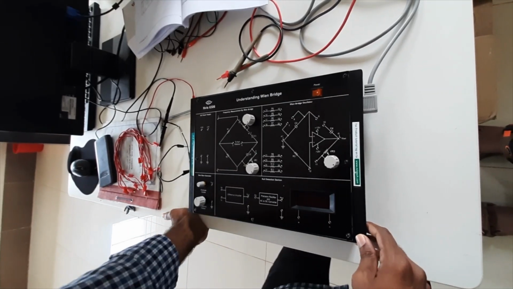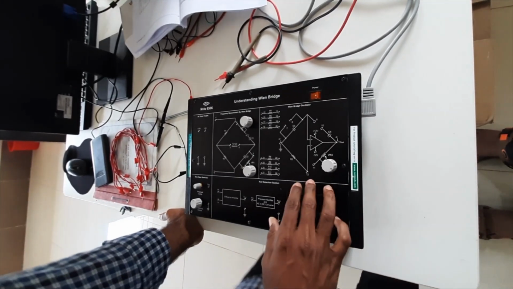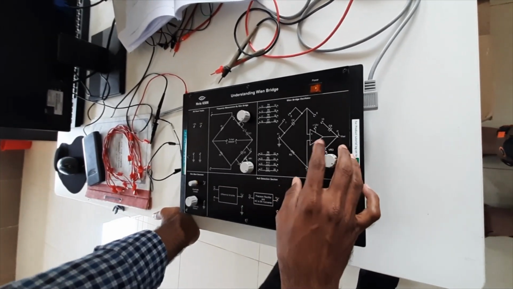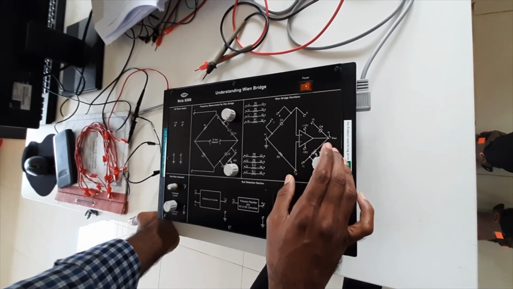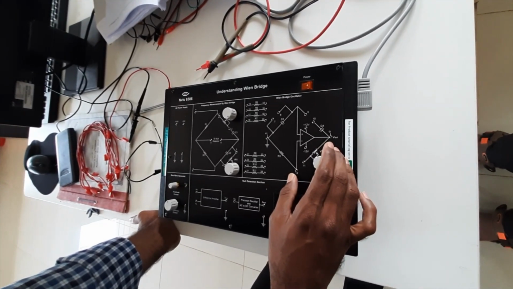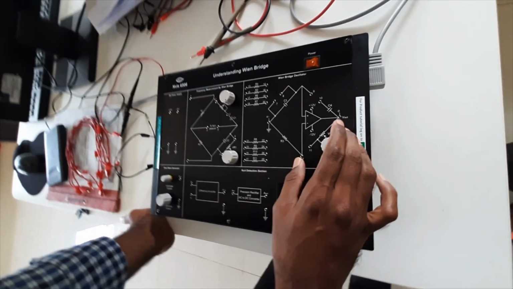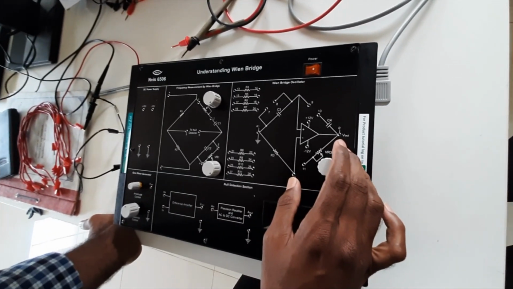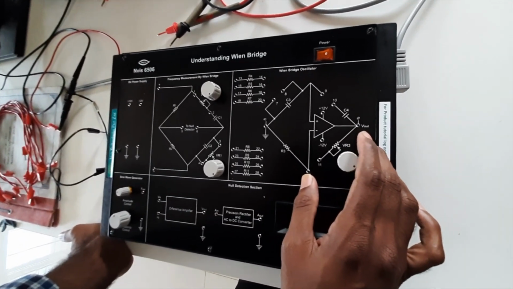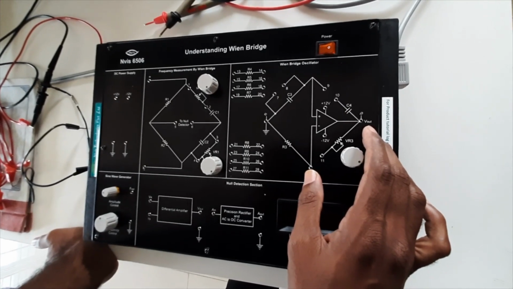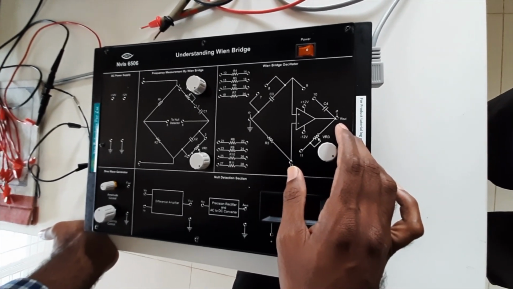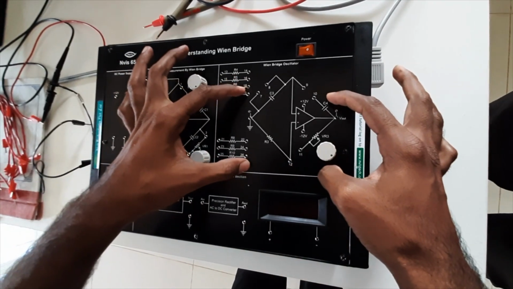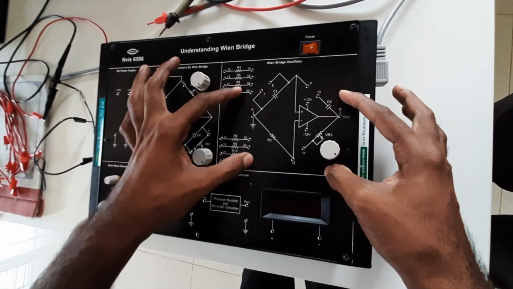So now we'll go for the second experiment from this setup. You can use this Wien bridge as one of the oscillators. As we know, the main purpose of an oscillator is to generate either a sinusoidal or cosine waveform with the required frequency. So let us check this Wien bridge as an oscillator, whether it is generating a sinusoidal waveform or not. For that we are going to use the second circuit in this kit.